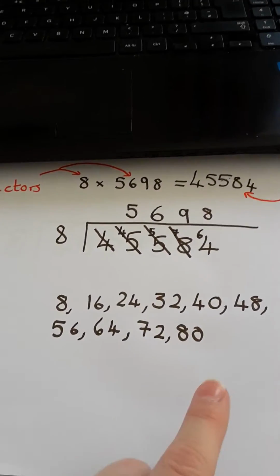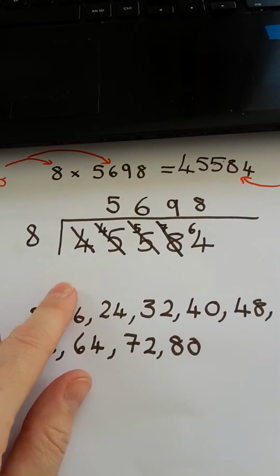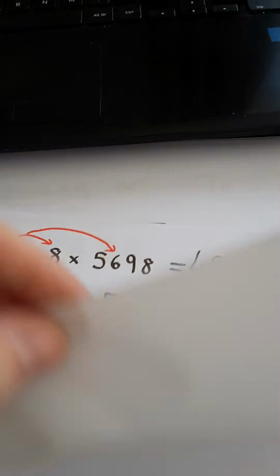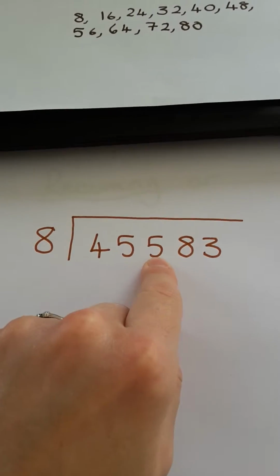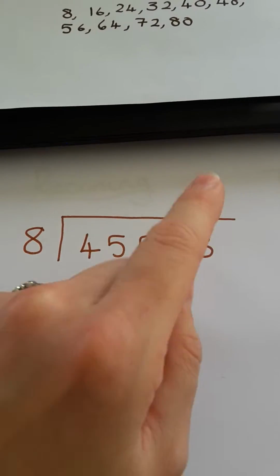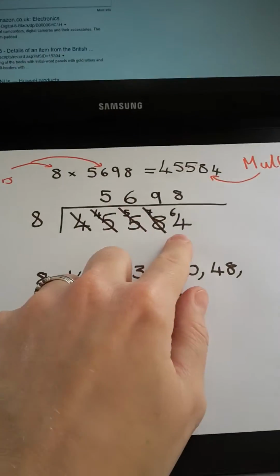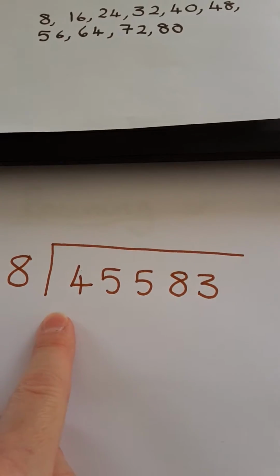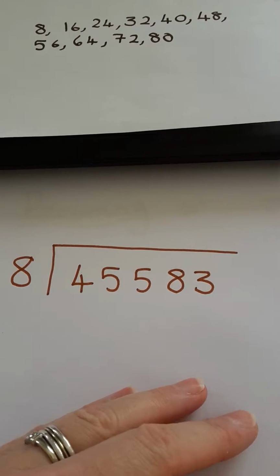Now, what I'm going to do is show you a very similar sum. Here we've got 45,583. Now what we're going to do is work with 45,583, which is just one less. Now obviously, if this was in the 8 times table, one less definitely isn't going to be. So we're going to end up with a decimal.